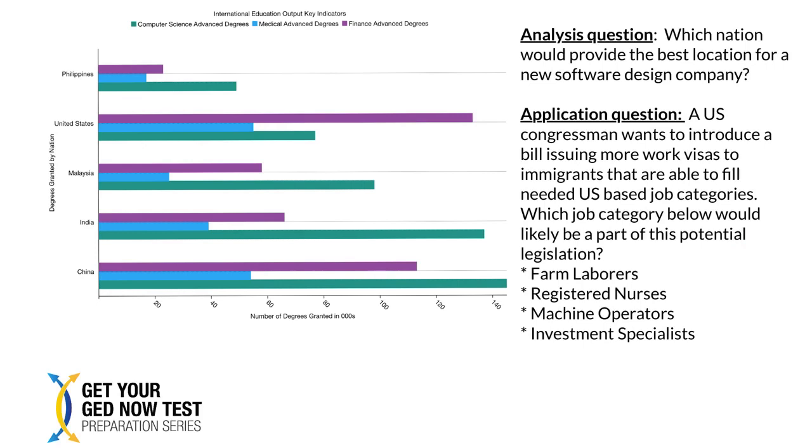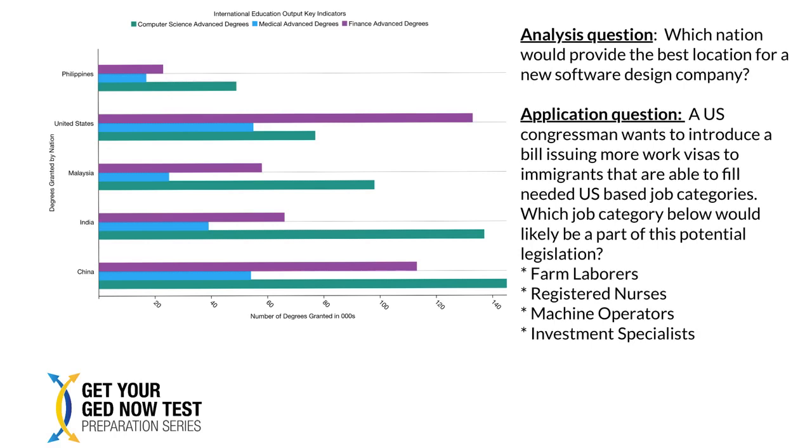So you look at the U.S. and you look at, wow, they're producing quite a bit of advanced finance degrees, and you look at computer science, they're not too slow there, but their lowest is advanced medical degrees here. So we're going to be really looking at probably medical. That's what we're really going to want to build up with immigrants coming in to fill these new job categories. So farm laborers, that doesn't apply. Registered nurses, well, that might be it because it's medical. Machine operators, no. Investment specialists, well, we're already producing quite a bit. So in this case, the answer would be registered nurses.